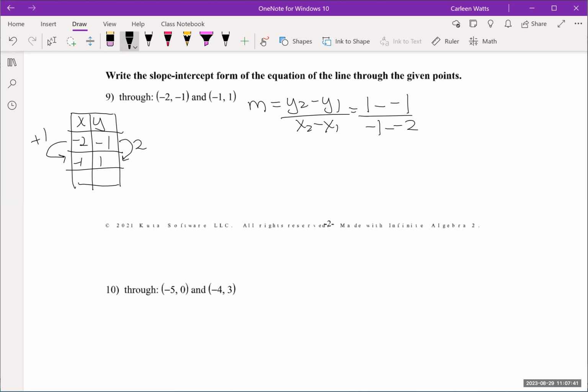Okay, so keep change is 2. Keep change. Did you guys get 2 over 1? Yeah, I did. We did. Okay, so m equals 2. All right, what's next? I have m. What do I still need?